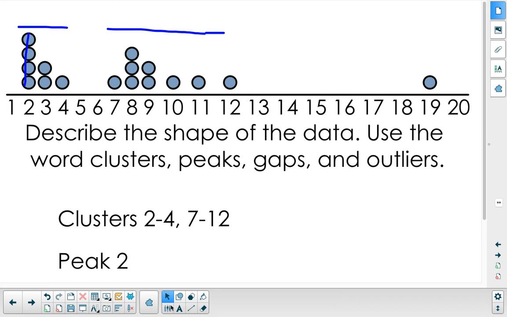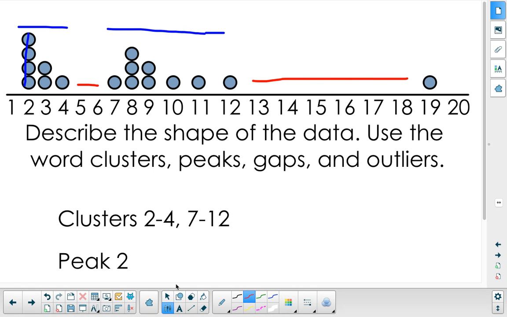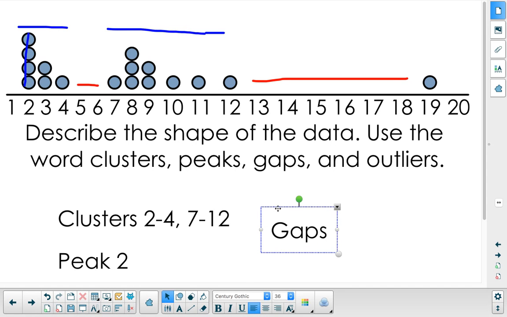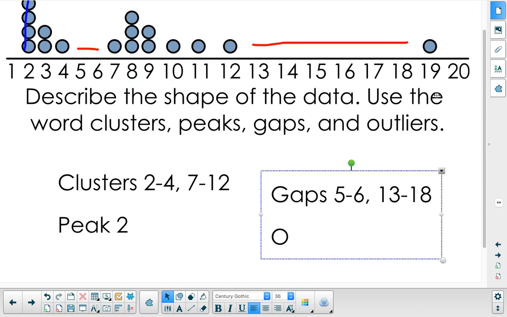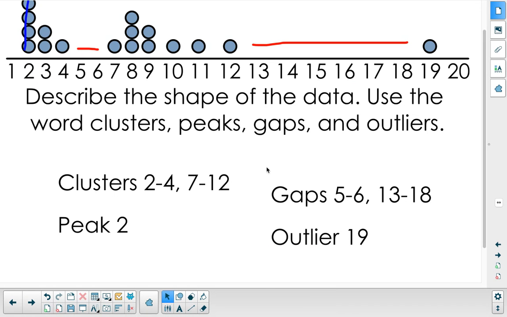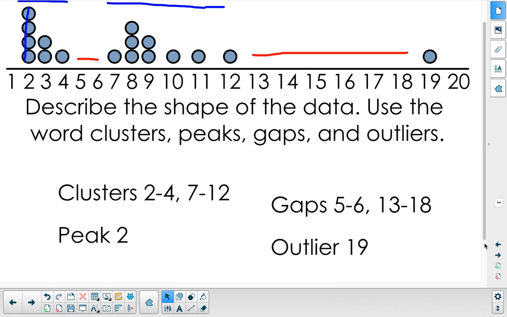Now we are looking for any gaps or spaces where we can see no information. So here's no data, and here's a big place with no data in there. So our gaps would be 5 through 6, put a comma to separate that gap, and then 13 through 18. And then our outliers are any numbers that are not like the others. So when we have this large gap in here, this is called an outlier. It doesn't really go with the rest of the data. So you just identify each of them like that.